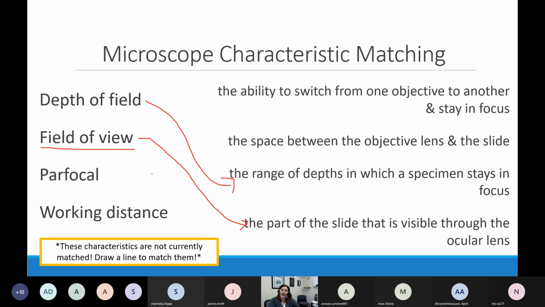And then remember that our microscopes are parfocal microscopes. They mostly stay in focus when we go from one objective to another. Them being parfocal, coupled with that small working distance, is why you can't use the coarse adjustment knob when the low power objective or the high power objective is in place.